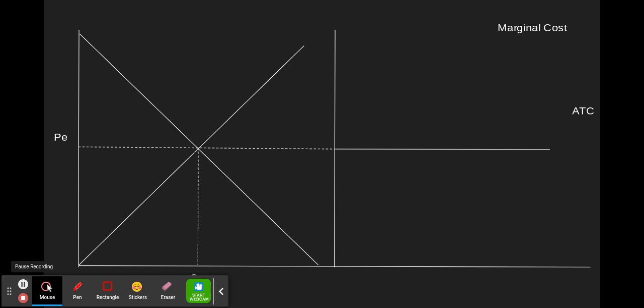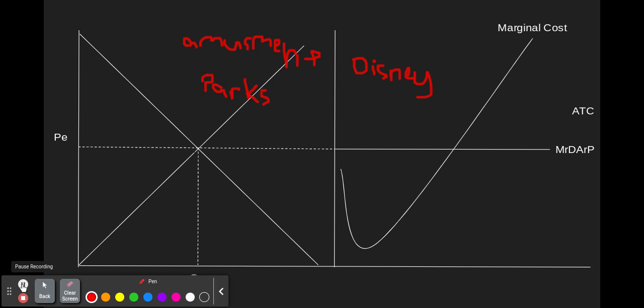Then you would draw your marginal cost, which in this case would be the same as your ATC, or not ATC, AVC, average variable cost. In perfect competition, the firm here, which would be Disney, would be price takers. A price taker means that they do not set their own prices. They sell at the point of what the market is going for, or what the price equilibrium is.